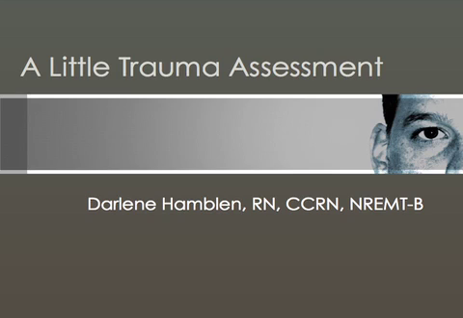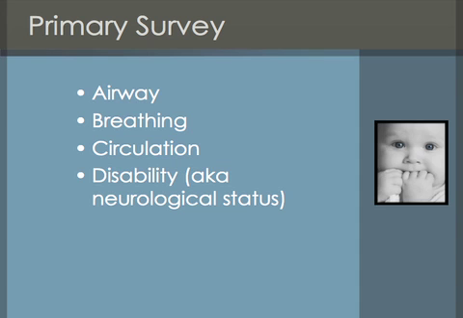This is a pediatric trauma assessment, and we will review several things today. The first one will, of course, be the primary and secondary survey. Your primary survey, as you can see, is very similar to your adult trauma assessment. We're going to cover airway, breathing, circulation, disability, which I also like to call neurological status.